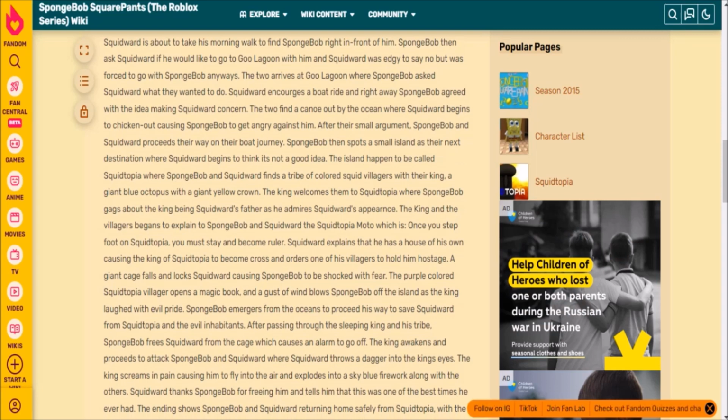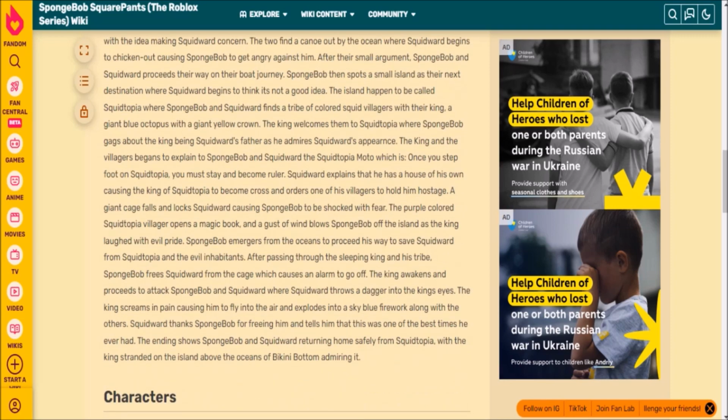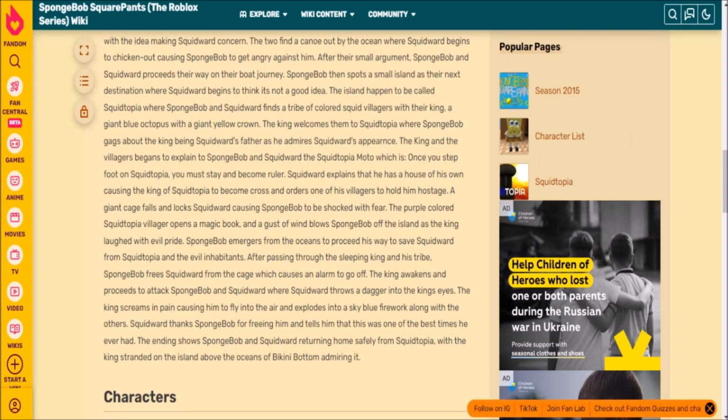The island happened to be called Squidtopia, where SpongeBob and Squidward find a tribe of colored squid villagers with their king, a giant blue octopus with a giant yellow crown. The king welcomes them to Squidtopia, where SpongeBob jokes about the king being Squidward's father, as he admires Squidward's appearance. The king and the villagers tell Squidward the Squidtopia motto, which is once you step foot on Squidtopia, you must stay and become ruler.